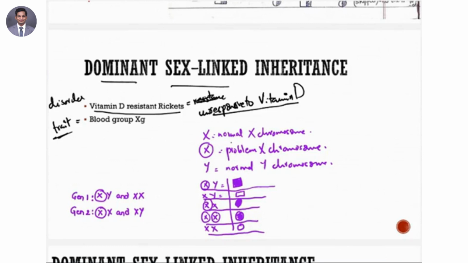So Rakshita was the quickest. Capital X is the problem. So I should read it as X prime X, then you have X prime X, so two X prime X. Then you have an X prime Y and a normal XY.